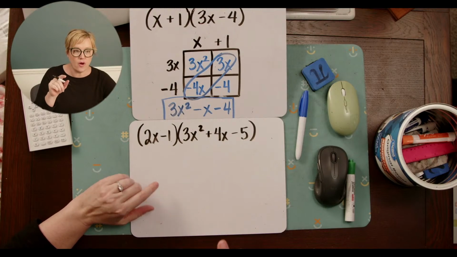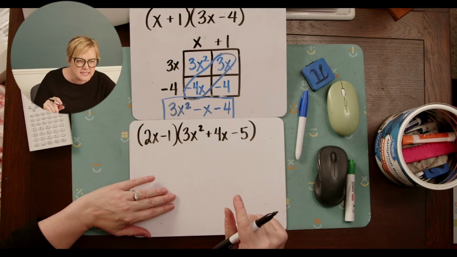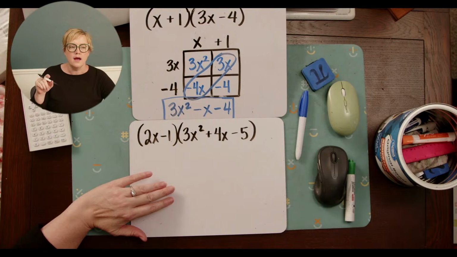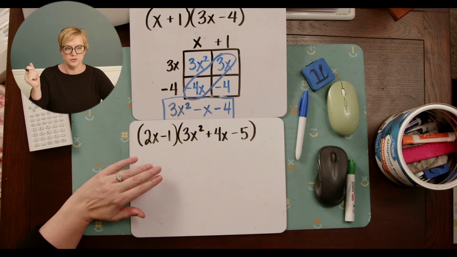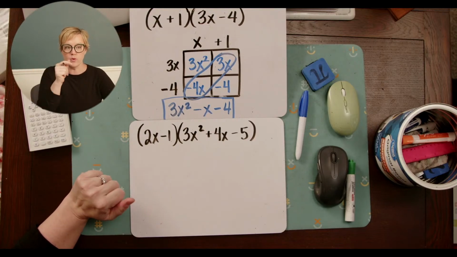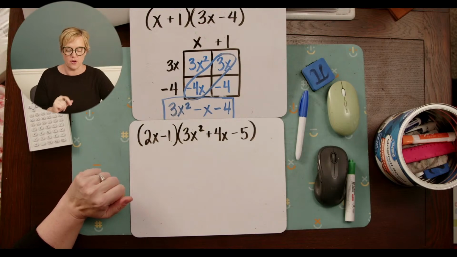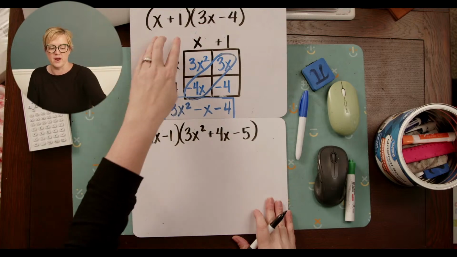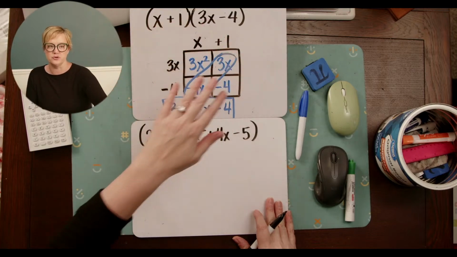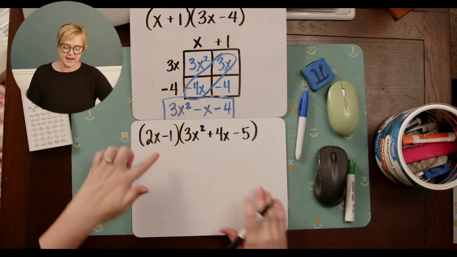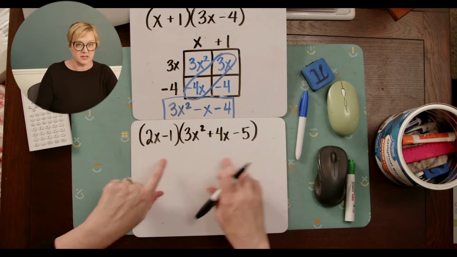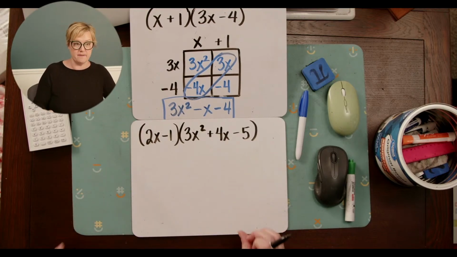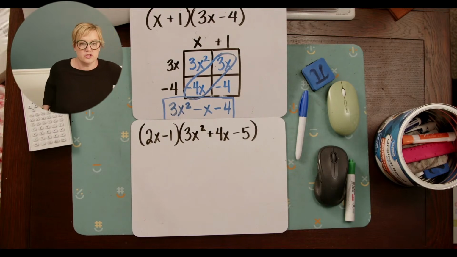If you go over to YouTube, you can rewind. I just did FOIL not long ago. What we talked about was that FOIL is just an acronym to remember, and it only works when you have 2 by 2. But when you're multiplying these together, I'm going to show you how you can use the box method to multiply these together, right?